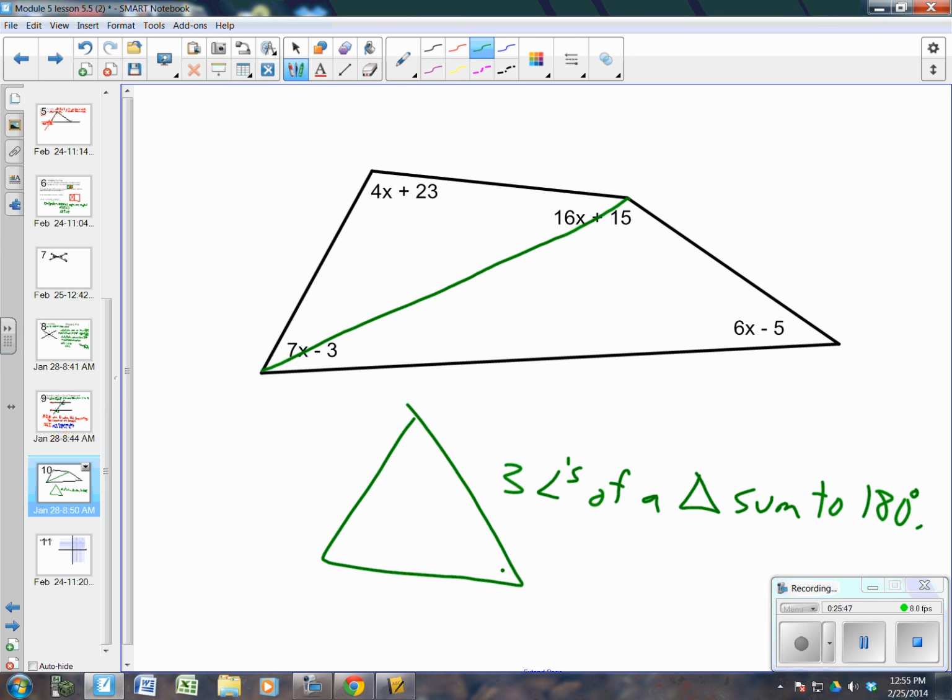Now, how would that help me show what the measure of the 4 angles of the quadrilateral are? Let me ask you this. What do these 3 angles of this triangle add up to? 180 degrees. What do these 3 angles of this triangle add up to? 180. Now, if you think about it, this angle plus this angle makes this top one, the 16x plus 15, and this angle plus this angle makes the one down by the 7x minus 3, right? What's 180 plus 180?